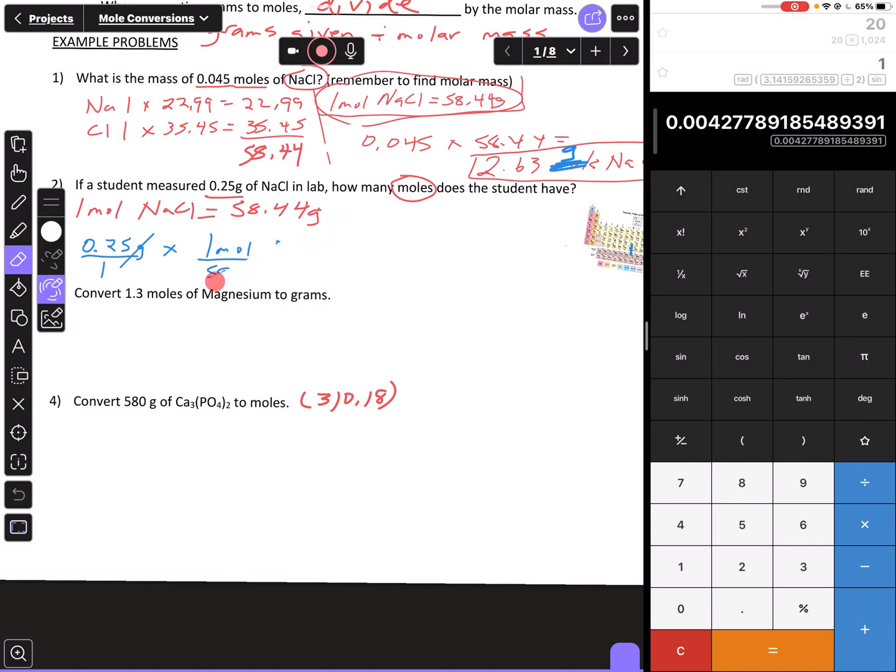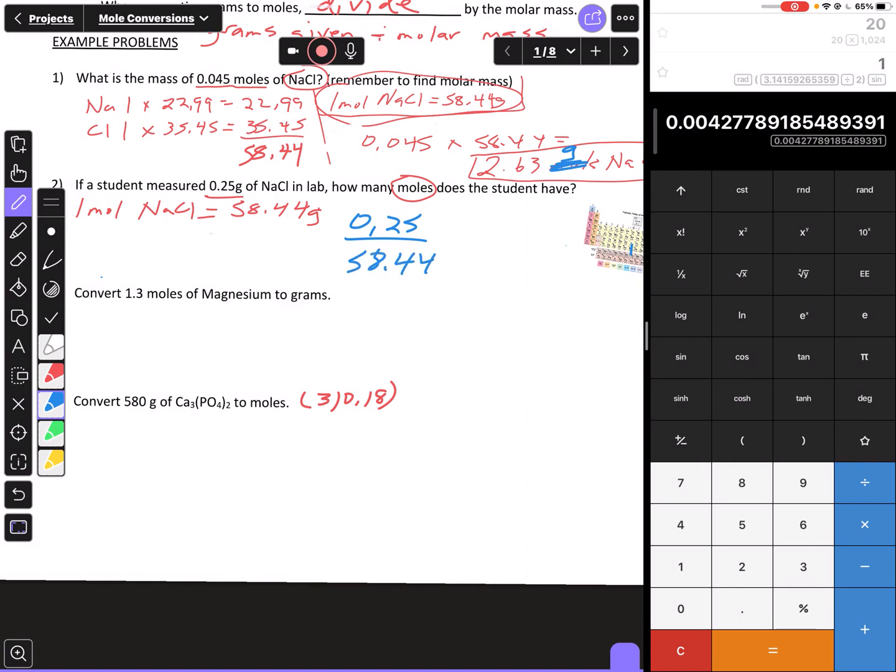what I could have done, instead of going through that process of canceling out units, I could have figured out my molar mass. Then I could have taken what I was given in the problem, which was 0.25 grams. Remember, grams to moles, I divide by the molar mass. So I take my grams given, divide it by my molar mass, 58.44, and that would have gave me 0.0043 moles NaCl.